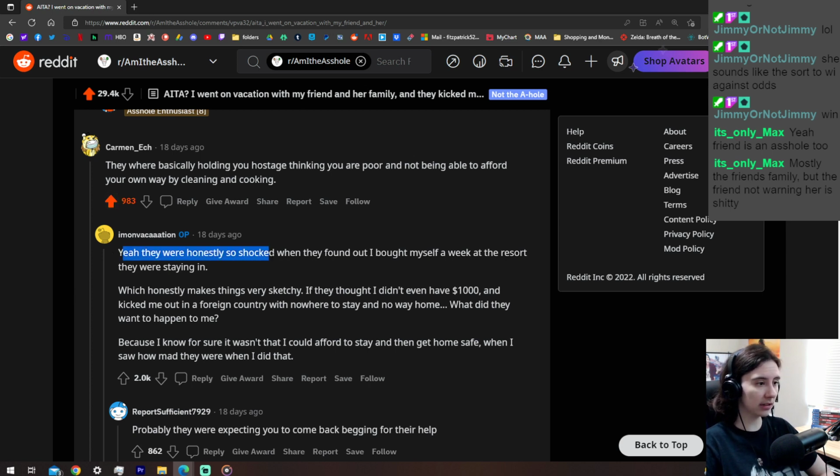OP said, yeah, they were honestly so shocked when they found out I bought myself a week at the resort they were staying in, which honestly makes things very sketchy. If they thought I didn't even have $1,000 and kicked me out in a foreign country with nowhere to stay and no way home, what did they want to happen to me? Because I know for sure it wasn't that I could afford to stay and then get home safe, when I saw how mad they were that I didn't do that.